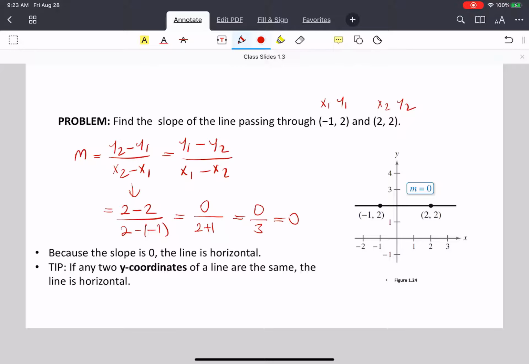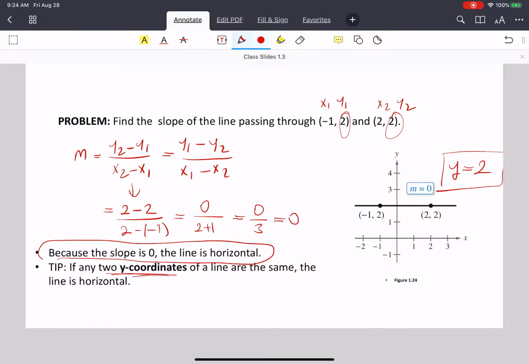So what that means is that this line has a 0 slope, and because it always passes through 2 on the y-axis, the equation of this line is basically y equals 2. It doesn't have any slope, which means it has to be horizontal. So anytime we get m equals 0, we're going to say it has to be horizontal. And we're always going to realize that if any two y coordinates of a line are the same, then the line has to be horizontal.